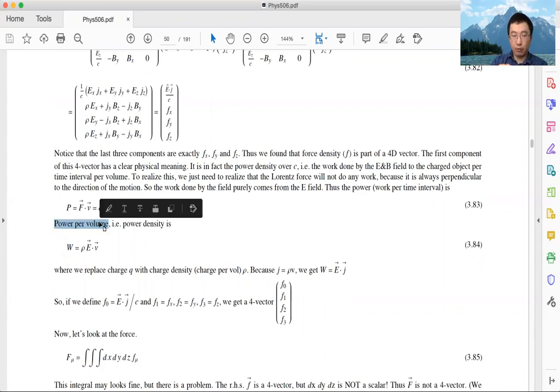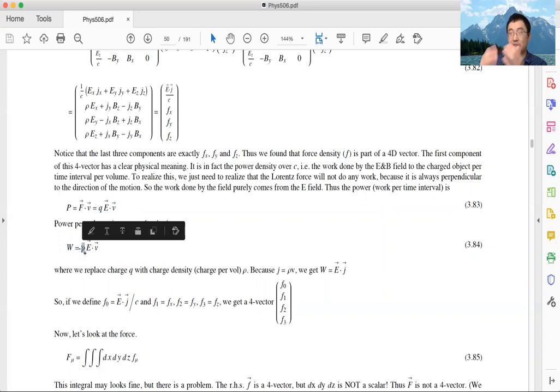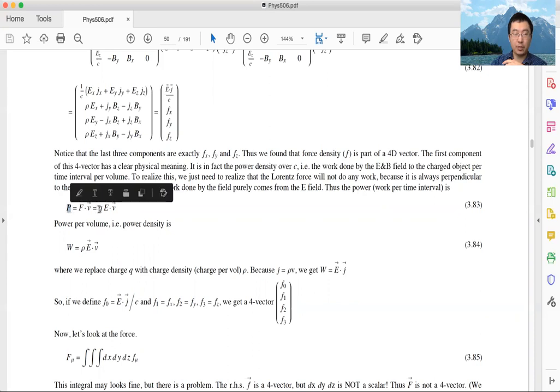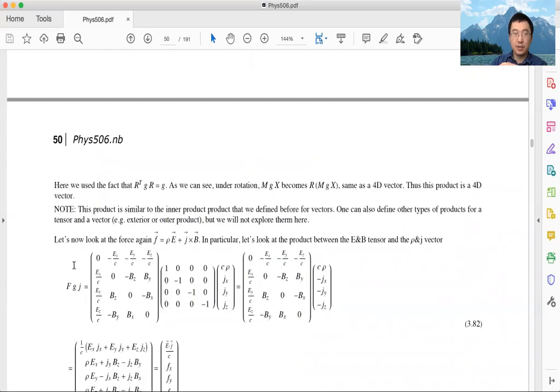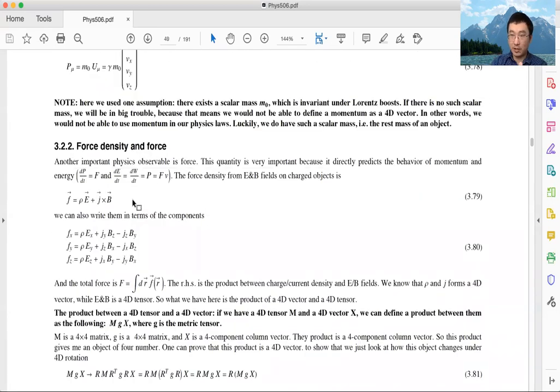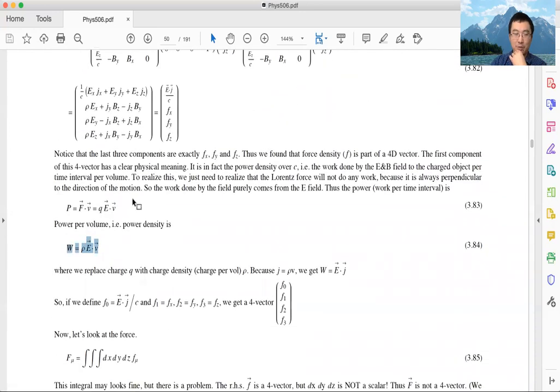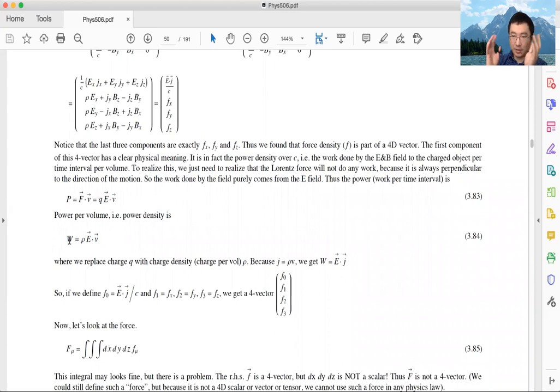And if we look at the power per volume, or the so-called power density, power in each unit volume, it's actually the same formula, except we replace charge Q with charge density, charge per volume. E and v remain the same. Unfortunately, power per volume is often also called W, the same letter we use for work. In physics, we always run out of letters. But this W should not be confused with work. It's power density, power per volume.